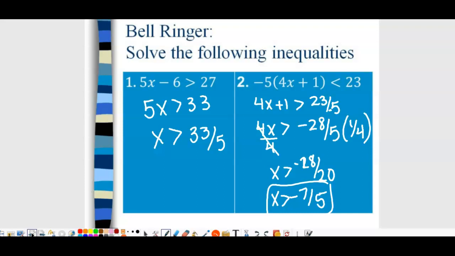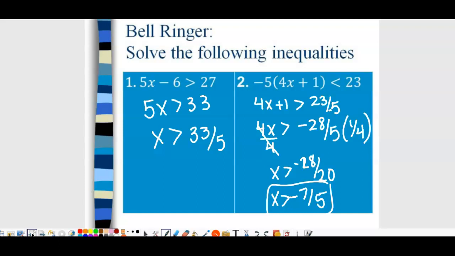When you divide by the 4, what's really nice is that the 28 and the 4 simplify. So we have x greater than 33/5 and x greater than -7/5. What that means is all x values greater than whatever that number is are possible solutions to that inequality.